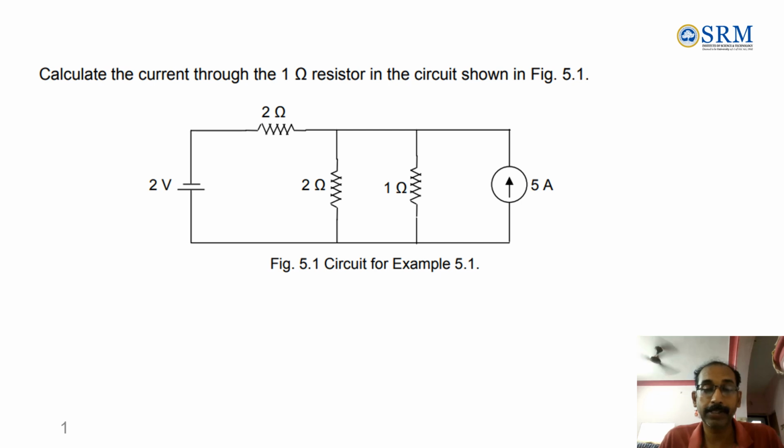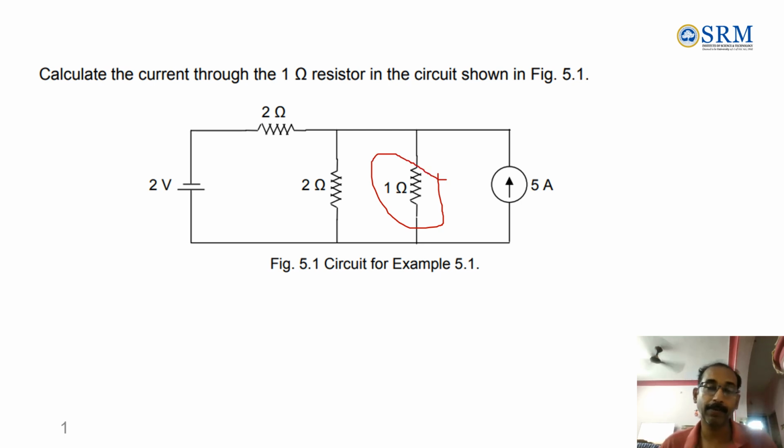In the given circuit, there are 2 sources. One is this 2-volt source, another one is the 5 ampere source. So in this circuit we can apply the superposition theorem. Using the superposition theorem, we have to calculate the current flowing through this 1 ohm resistance.